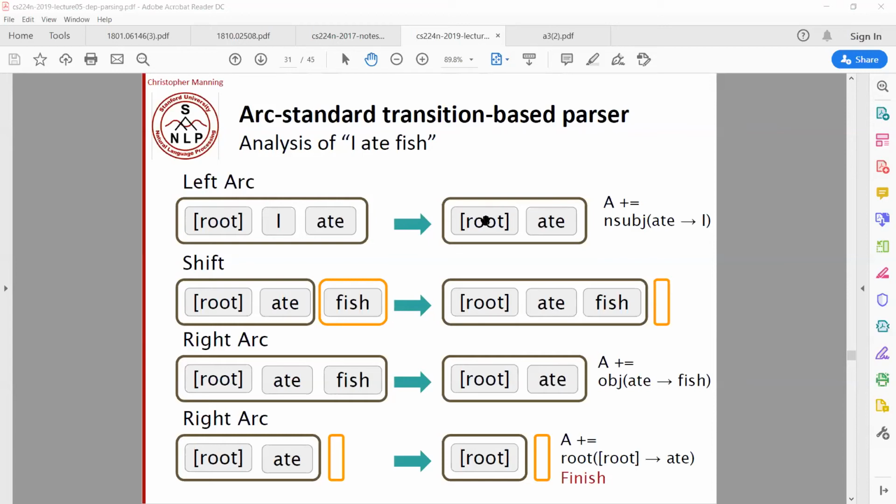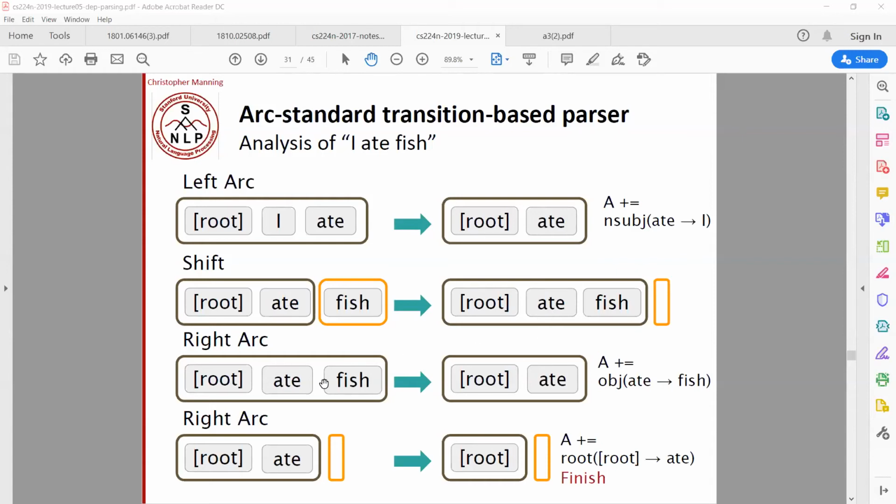The stack now only has root and 8 in it. Okay, so now the stack only has one word in it, so it needs to move another word into the stack. So that's what's happening here. It's shifting fish from the buffer to the left into the stack, and that's what happens now. Now the stack has 8 and fish, and the buffer has nothing.